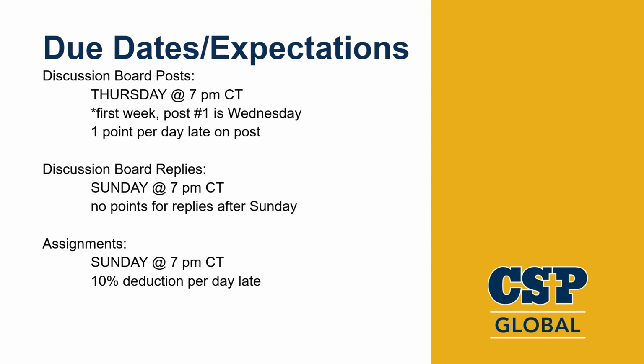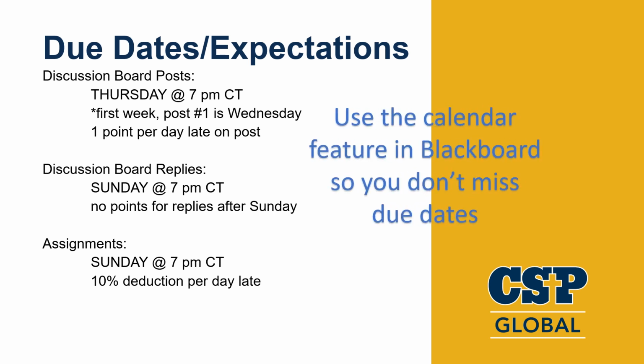You have 2 posts for this first week, and your first post is actually due on Wednesday instead of Thursday. You can post after Thursday. We understand that things happen. That will be a 1-point deduction for every day that it's late. So if you post on Friday, that's 1 point, Saturday, 2 points, Sunday, 3 points, and then anything after Sunday is ineligible.